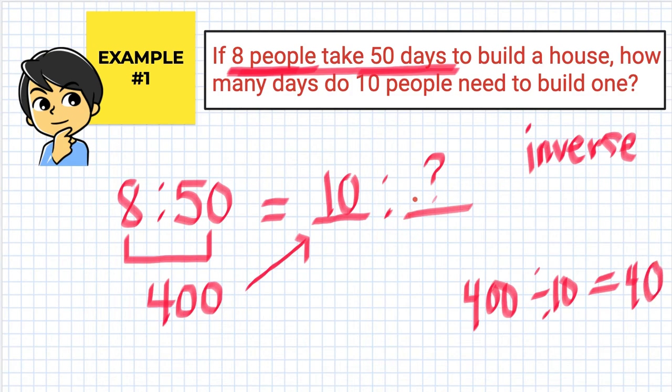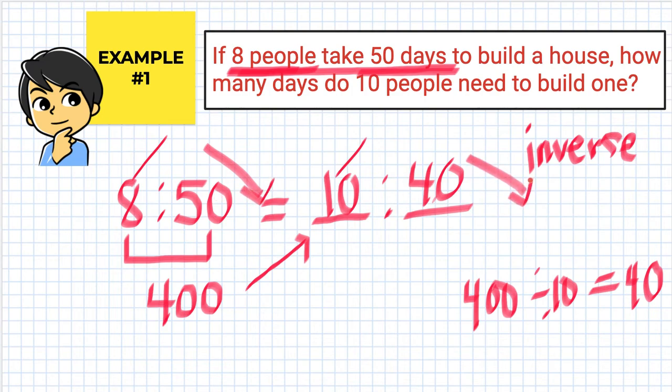So therefore, the answer here is 40. Meaning to say, if the number of people goes from 8 to 10, it increases, therefore the number of days from 50 becomes 40, it is decreasing. So that's it. If there are 8 people, you will need 50 days to build the house. But if you have 10 people, you will just build the house within 40 days.